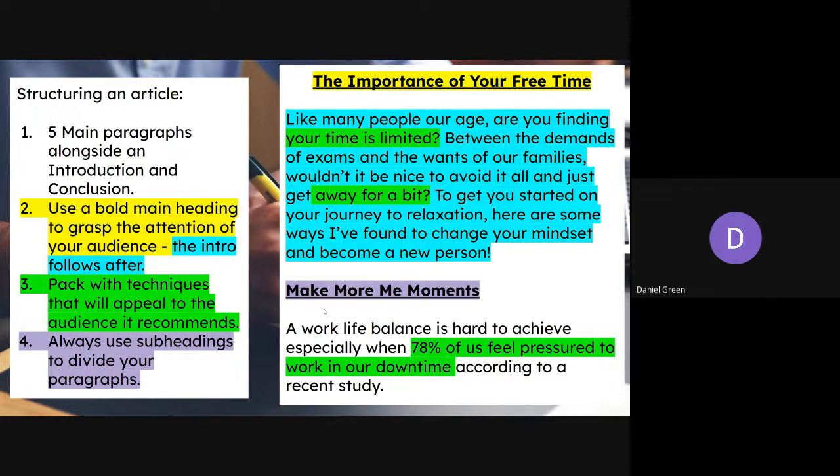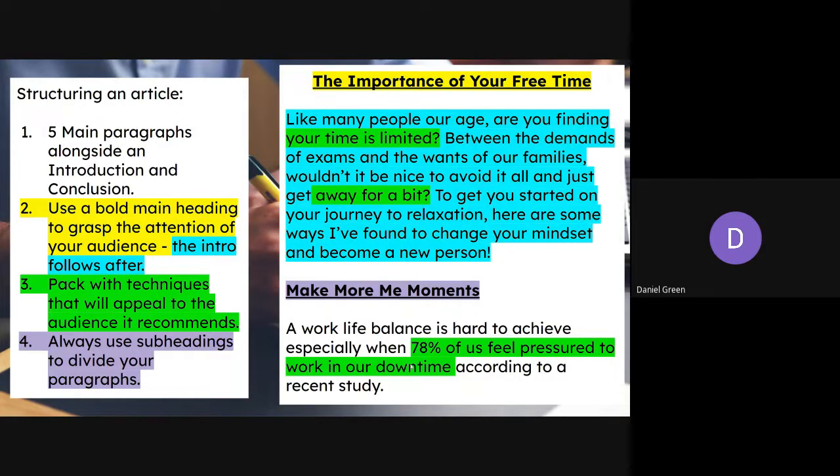Notice how then I've got a subheading, make more me moments. Not only is this a subheading, I've used a technique there as well, which is alliteration. I've made it so I can constantly be increasing my volume of techniques in the article to start getting into that band 5 and being able to use them in a purposeful way. This just sounds catchy, okay?